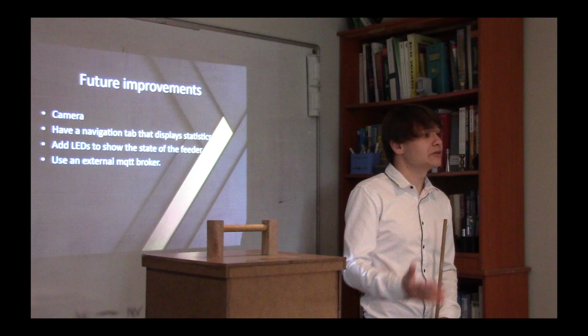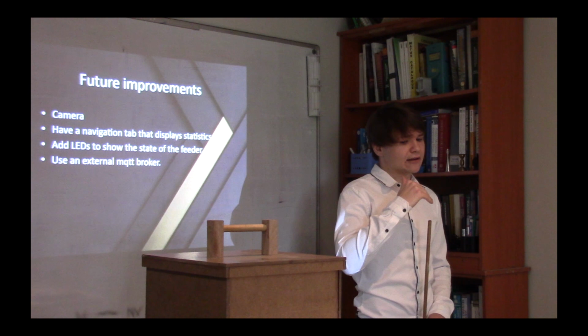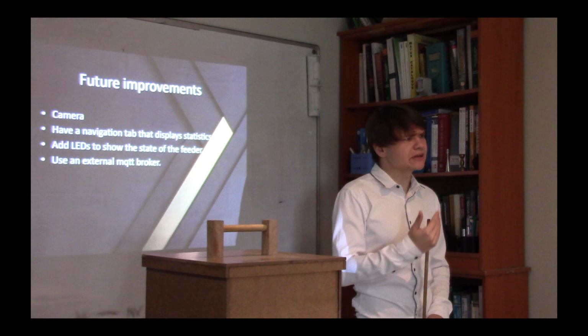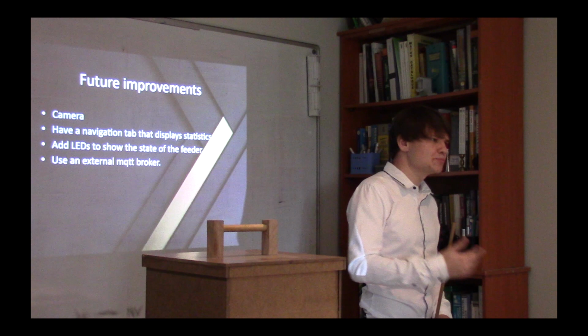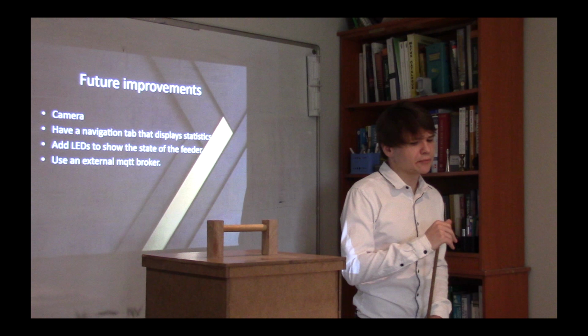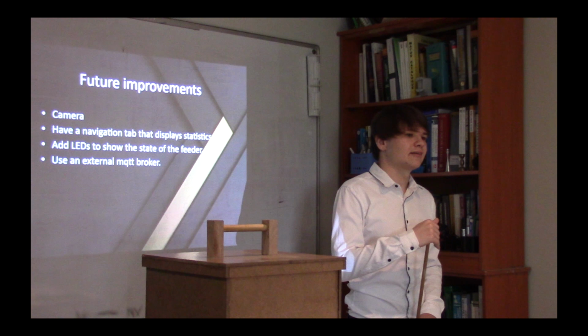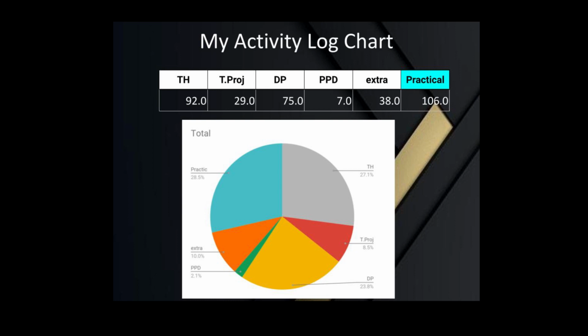So that is also the important thing. And then I also want to add LEDs, or any type of information actually, on my dog feeder to show if there is an error, or if it is moving, or if it's supposed to move and the gear is not moving or is moving. And then I also want to use an external MQTT broker. Currently I'm using a local one, I think. But yeah. So then this is my activity log chart.